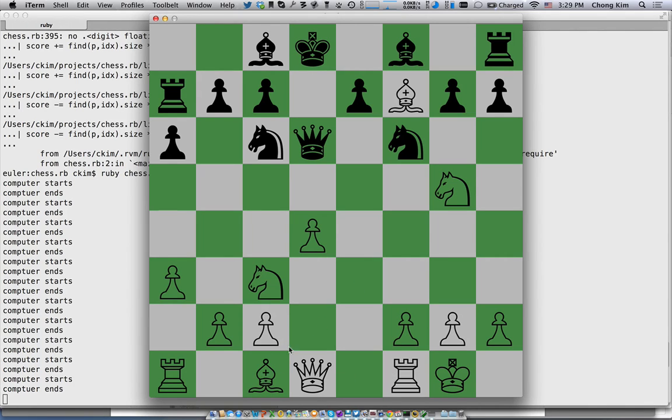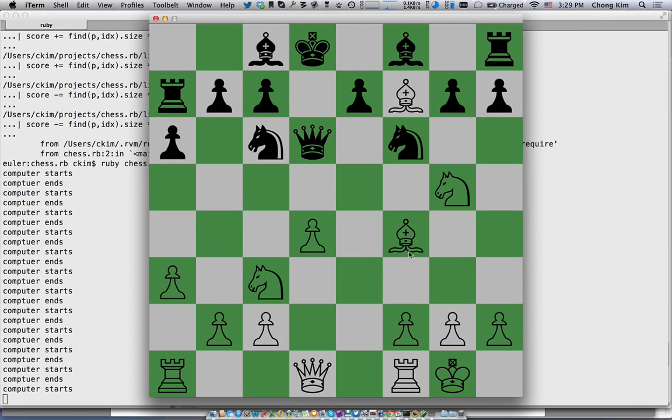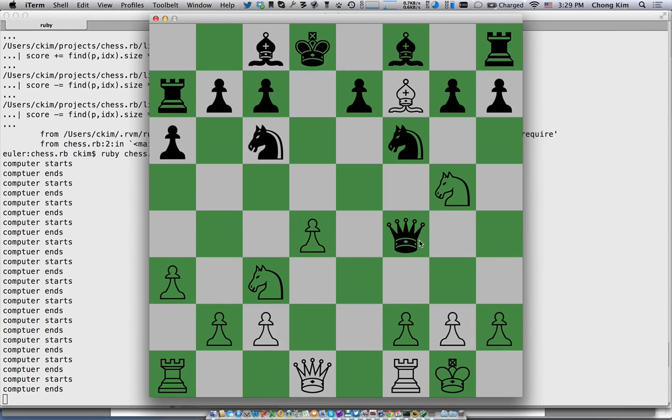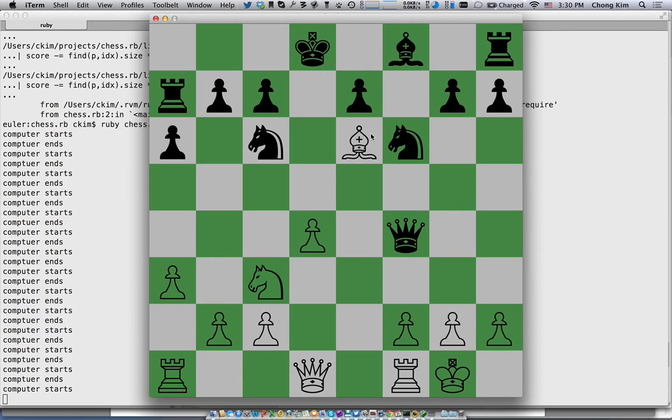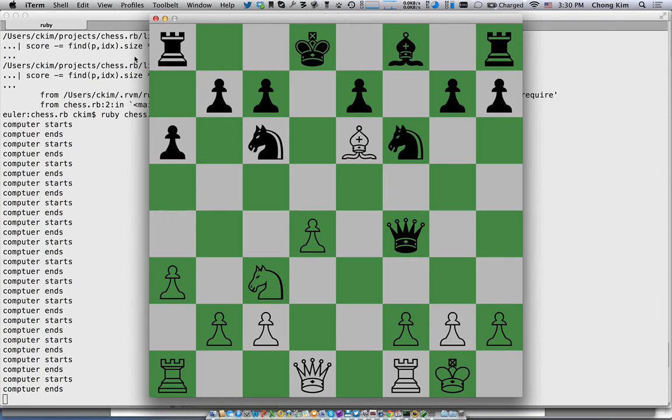Let's see what happens if I try to attack the queen. This bishop isn't protected, so I expect the queen to take the bishop. That would be considered a good move. And it did take the bishop, which is good, which means that the algorithm is working. So let's see what happens if I do a check. Hey, it took. I'm very surprised. I take back, and the computer's still thinking. It moves the rook.